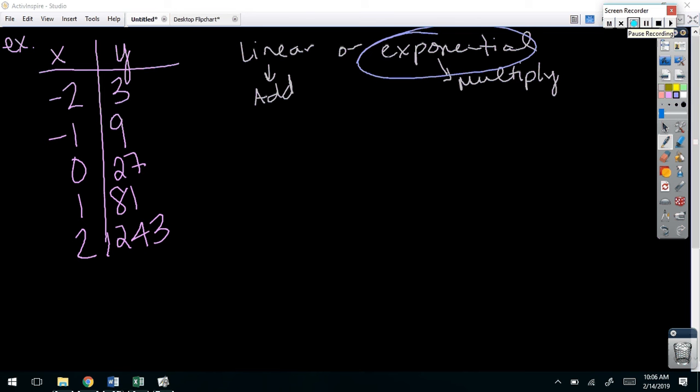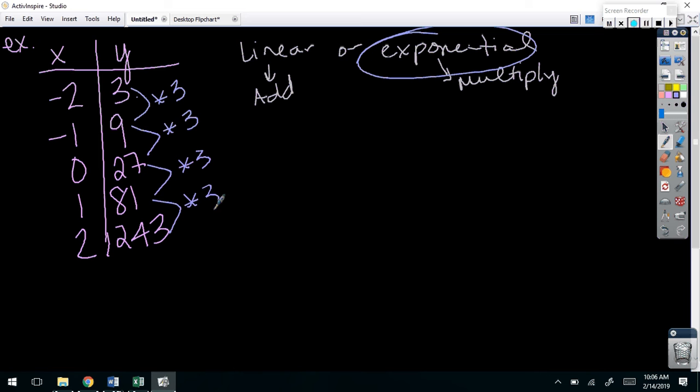That's going to be my next thing: I'm multiplying by 3 each time, right? So I want to write a rule, or an equation, to represent this. Because it's multiply, it's y equals a times b to the x. If it was add, it would be what? mx plus b. It would be a line. But we're in exponential now because we're multiplying. So I already know that b is what? 3. But I need to find out what a is, right?